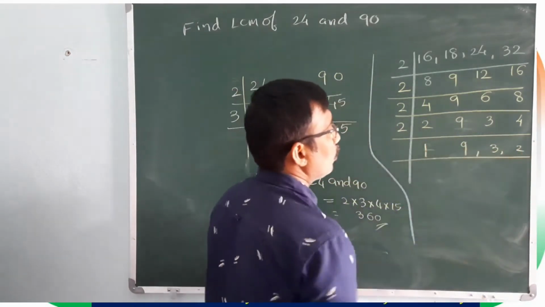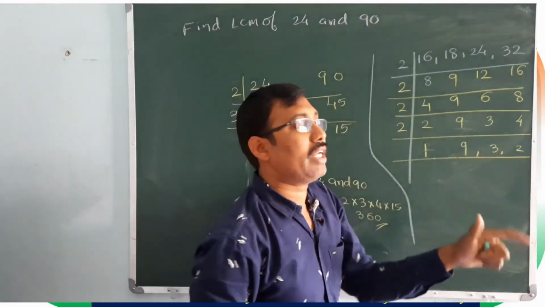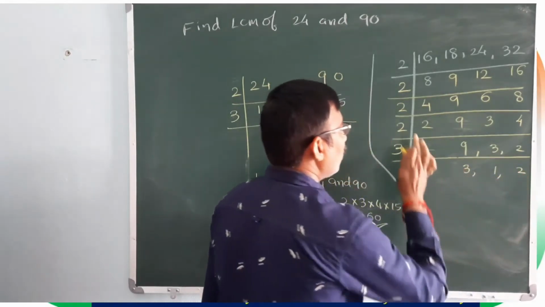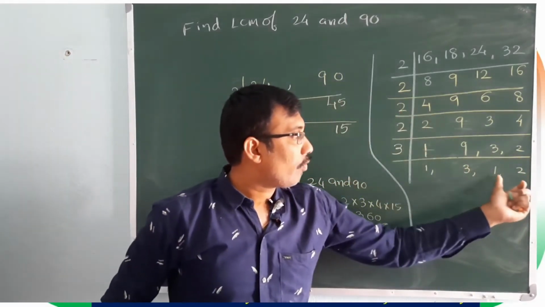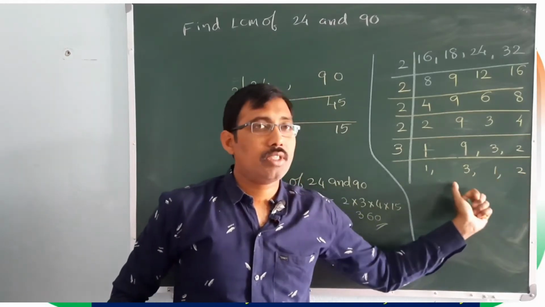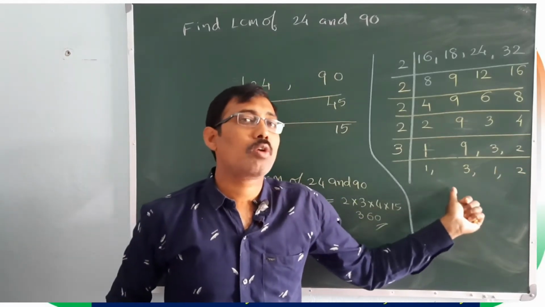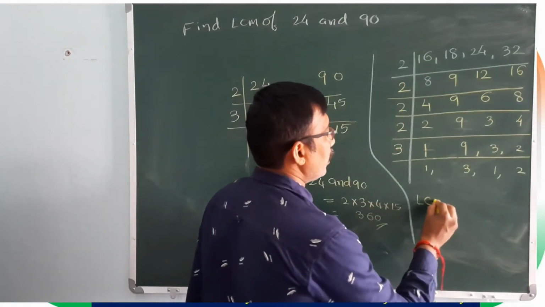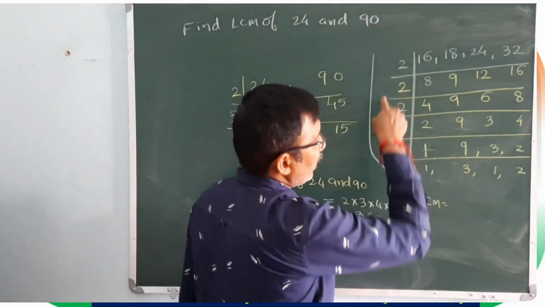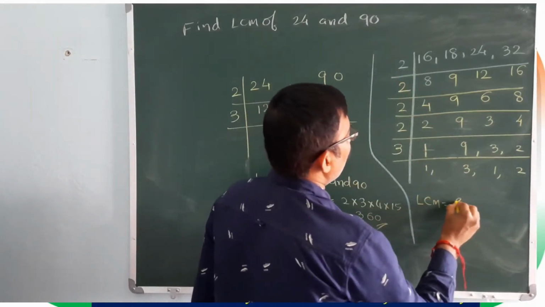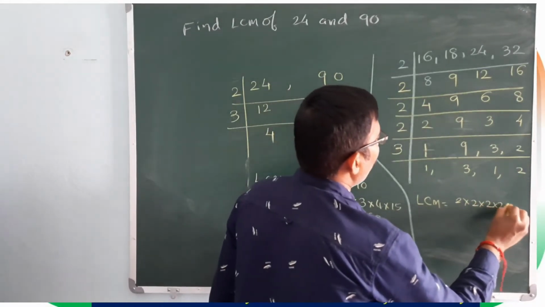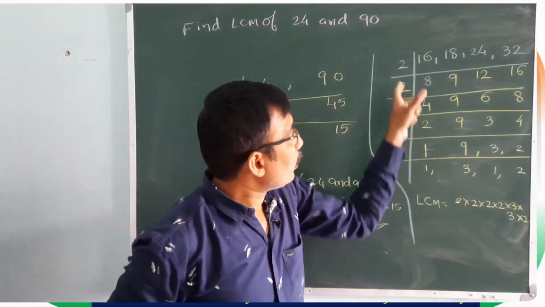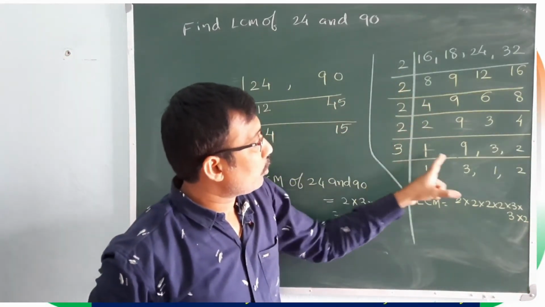Next 1, 2. Next 9 and 3: these two numbers are divided by 3. So take 3: 3 threes, 3 ones, 2. So here the last row is 1, 1, 3, 2. These are prime or co-prime numbers. The process ends. After that, find the product. LCM is equal to the product of divisors and undivided numbers. So 2 into 2 into 2 into 2 into 3 into 3 into 2. We cannot take 1 into 1.